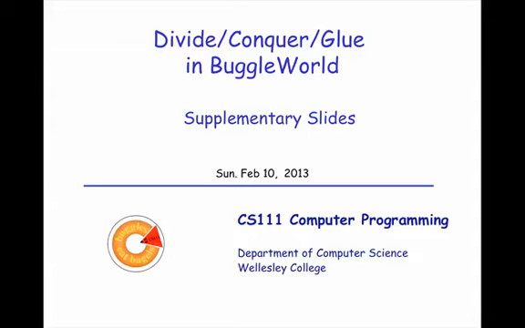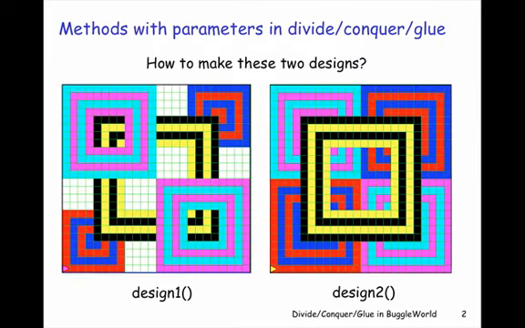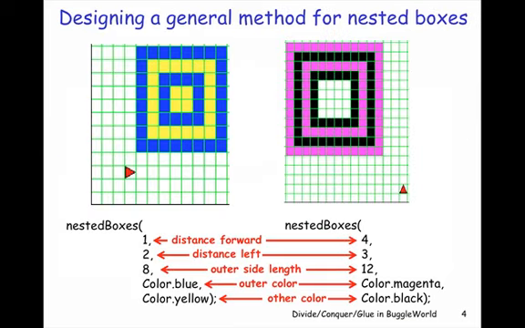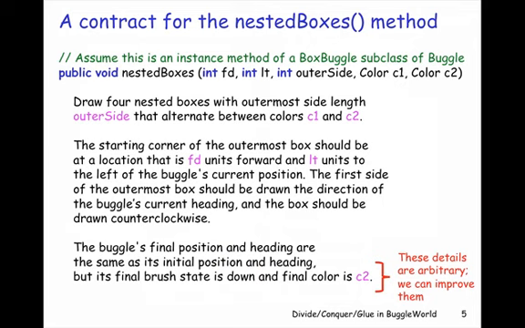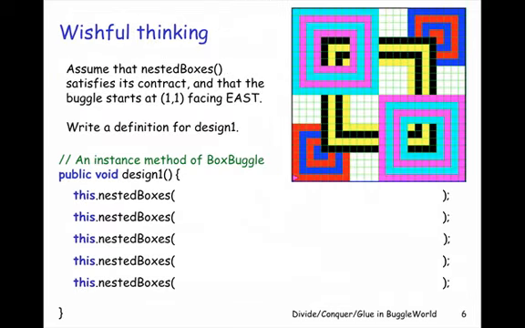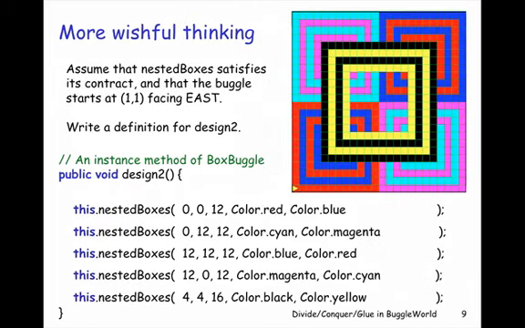This is the second part of the screencast on Divide, Conquer, Glue in BuggleWorld. In the last screencast, we saw these designs, and we saw how they could be made by a nested boxes method, whose contract we examined, and then we used the nested boxes method to make two different kinds of designs. What we're going to do now is flesh out the implementation of the nested boxes method.